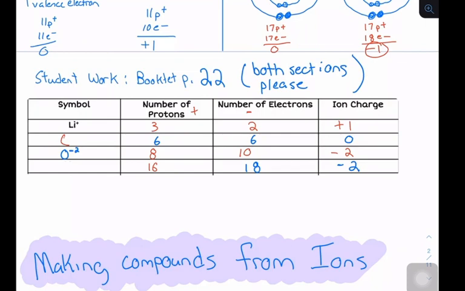And atomic number 16 is sulfur, with a charge of -2 as well. So take the next maybe 20 to 30 minutes to complete those sections.